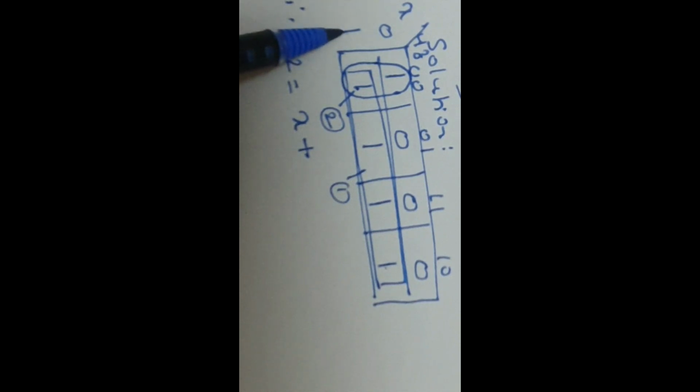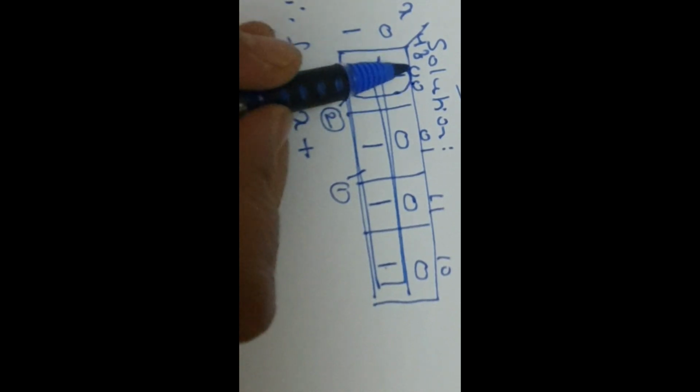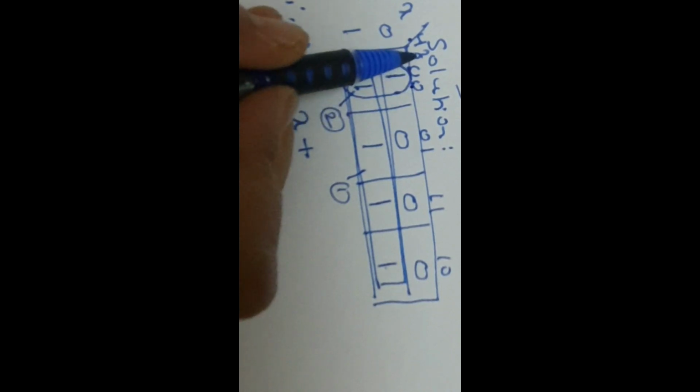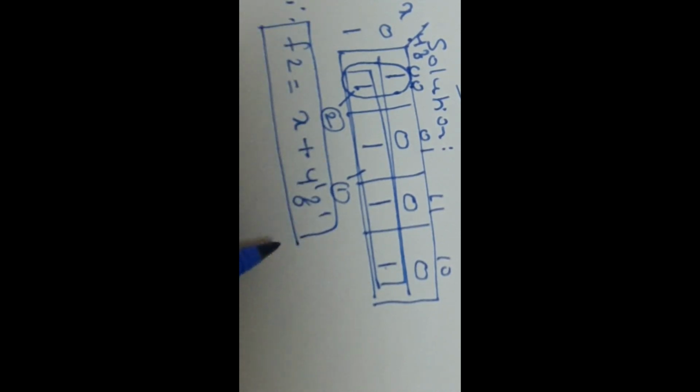X is 0 here, x is 1, so nothing is common. But both ones fall in only one column. So 0, 0. This 0 corresponds to y, hence y dash. This 0 corresponds to z, hence z dash. So y dash z dash. So this is the simplified solution for example 2.